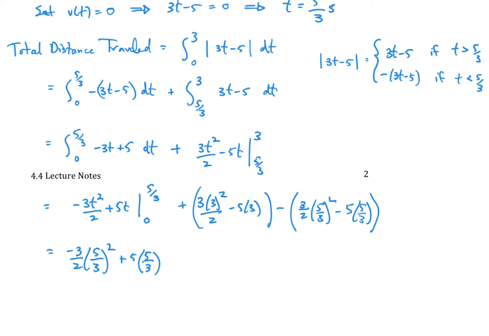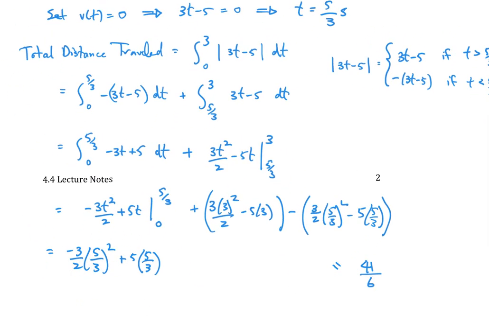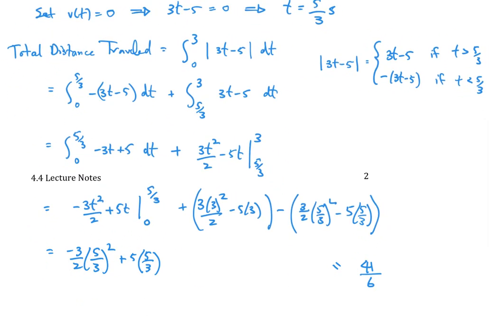So when I simplify this whole thing, I'm going to end up with a single number. And that number that I get when I simplify this whole piece is 41 over 6. And I already forgot our units. Let me just check here. Our units are in meters per second, so this will be meters. Okay, so I'm going to highlight that.